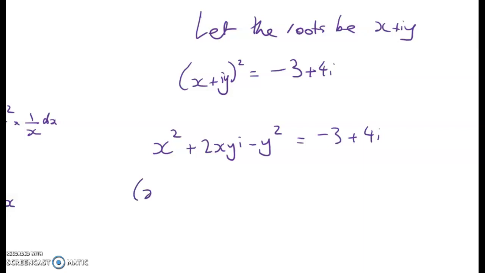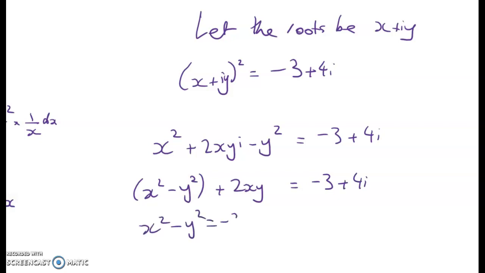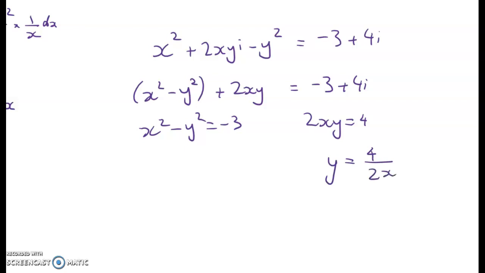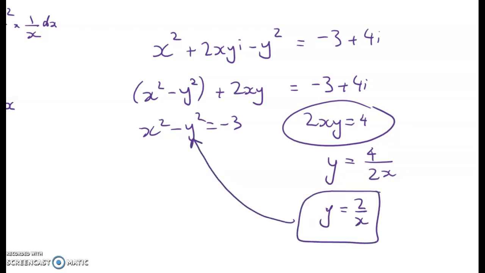And you should by now be able to see what we're going to do. We're going to match up the real part and we're going to match up the imaginary part. So we get x squared minus y squared is equal to negative 3 and 2xy is equal to 4. I'm going to replace y with 4 over 2x. So I'm going to rearrange this. y is equal to 2 over x. I'm going to take this and I'm going to substitute it into here.